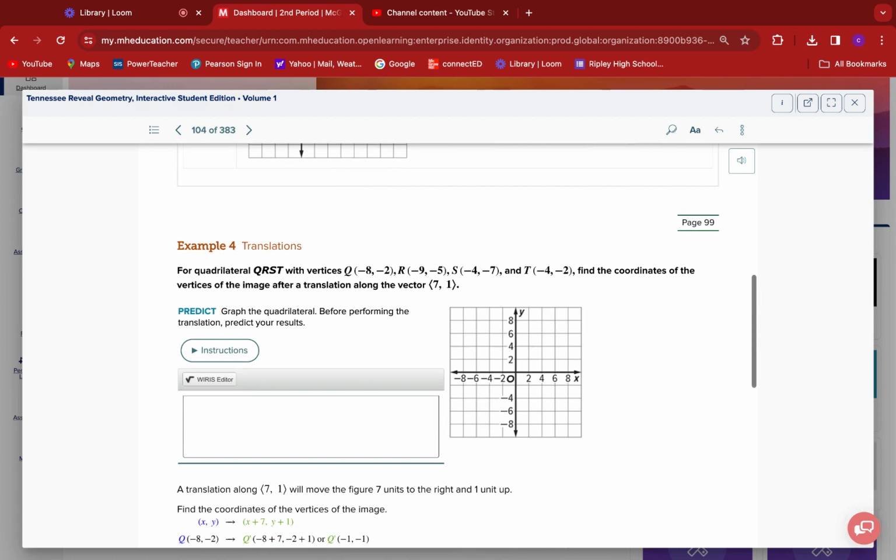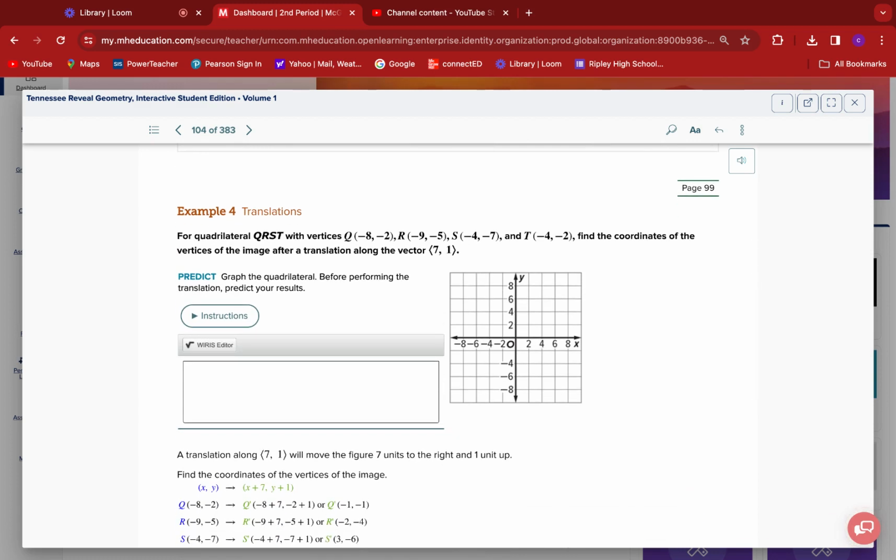All right, you know what? Let's just get into it. All right, example number 4. So I'm going to turn the page in my workbook. All right, I'm on page 100. For quadrilateral QRST with vertices, blah, blah, blah, and blah. Find the coordinates of the vertices of the image after a translation along the vector 7, 1.